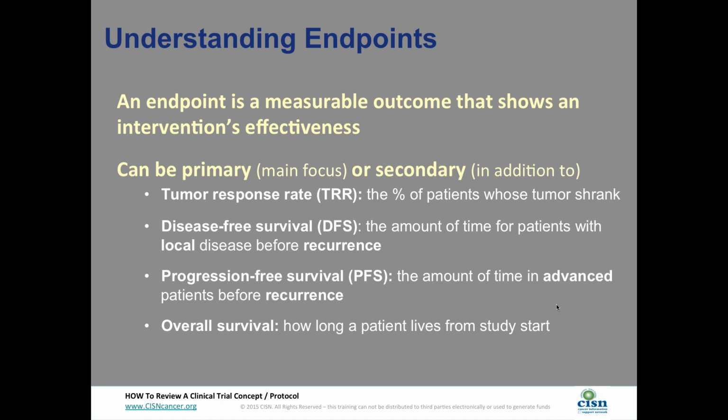Here's a little bit on understanding endpoints, because again, that's what we're looking for. An endpoint is a measurable outcome that shows an intervention's effectiveness. It can be primary, which is the main focus. Lots of protocols have a secondary in addition to. Sometimes it's tumor response rate. Sometimes it's disease-free survival or progression-free survival. As advocates, we prefer overall survival, but know what the endpoints are. Here's their definition, so you can go back to them anytime.